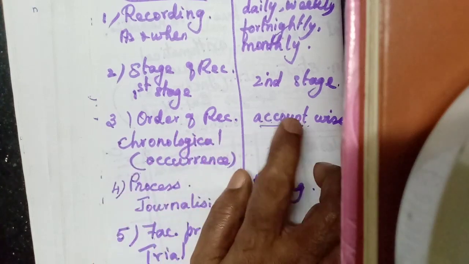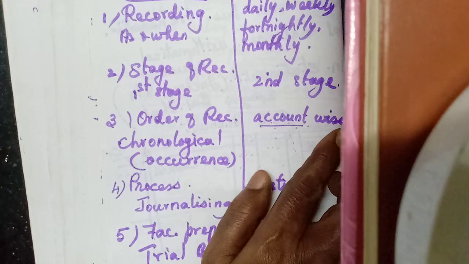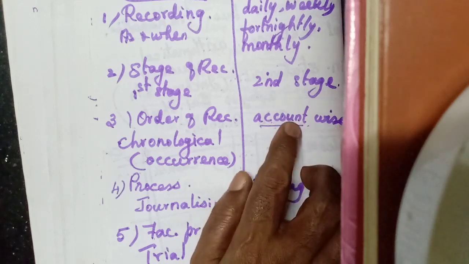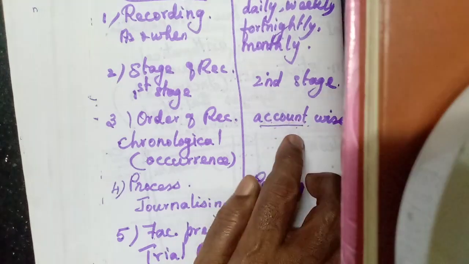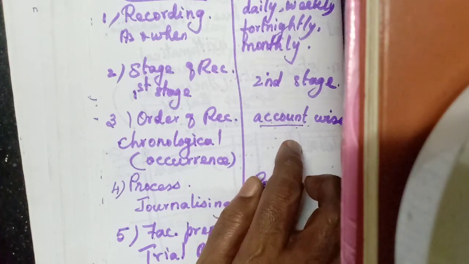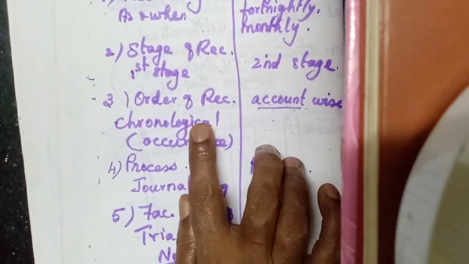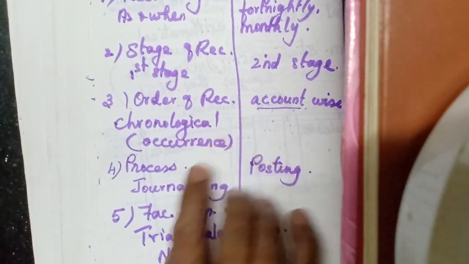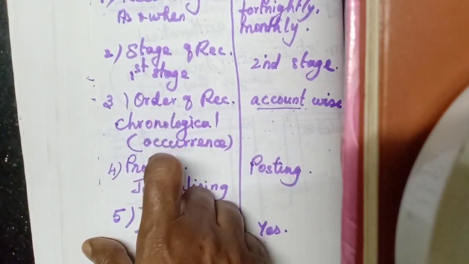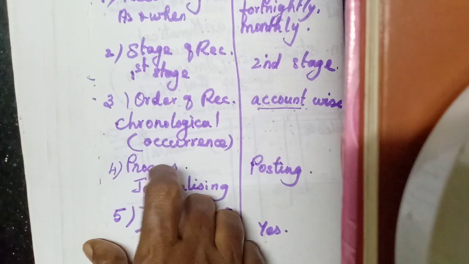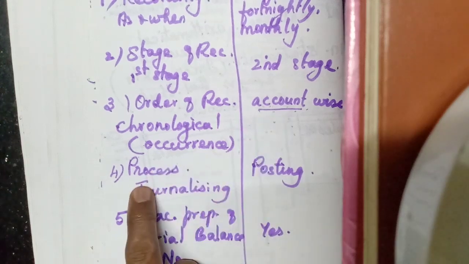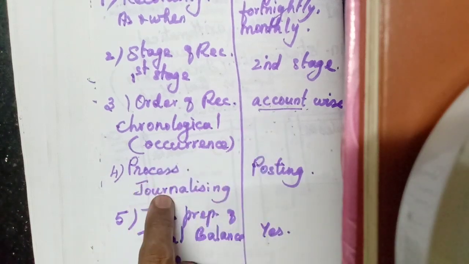But in the ledger, it is done account wise. I taught you. Account wise means first which account? Cash account. Second, capital account. Then bank account. Then cash account, like that. But when the cash account comes twice, we will post everything in one place. So here it is in chronological order, there account wise.